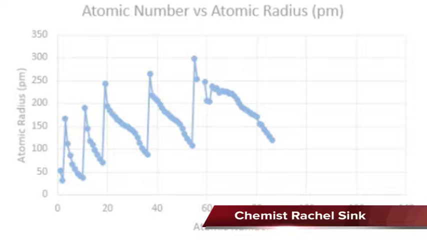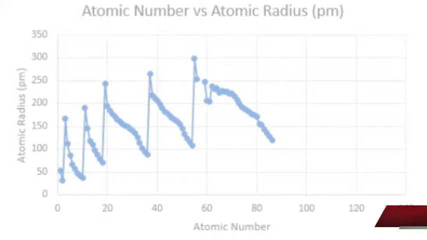This is a graph showing the atomic radius in picometers of each element on the periodic table by atomic number. The spikes in the graph represent the beginning of each new period, showing how, as you go from right to left along a period, the value of the atomic radius declines significantly.